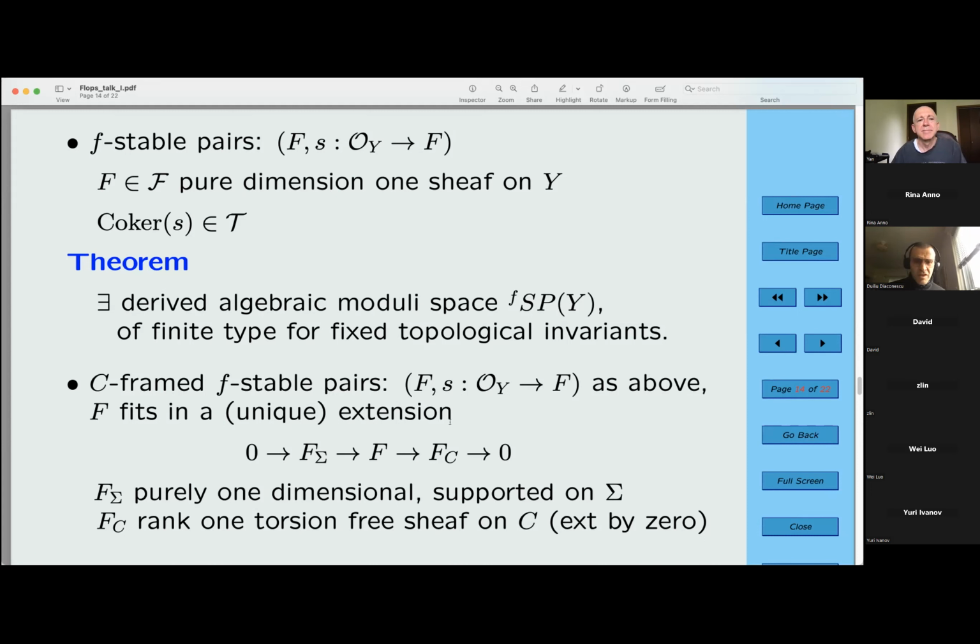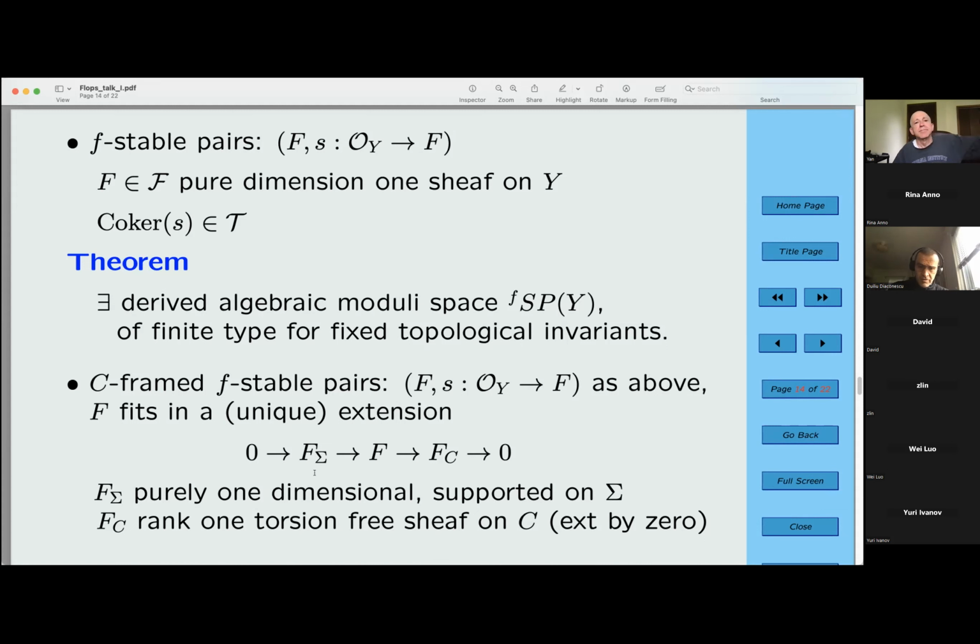When you said the framing, C frame means that I wanted to have a specific form. This is the condition here, this exact sequence that's written in the lower part. So I fix the curve, the fixed reduced irreducible, in this particular case even plane curve. I want this F to be an extension of some torsion-free sheaf on C, extended by any kind of sheaf supported on the exceptional curve. So I'm restricting myself to a very specific kind of object. It's a moduli subspace, defined by these conditions.